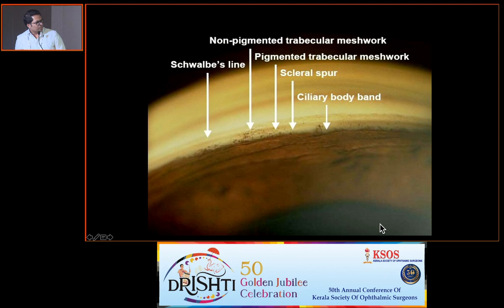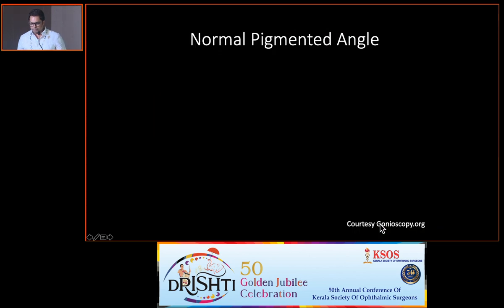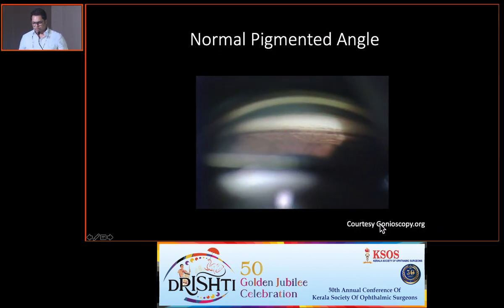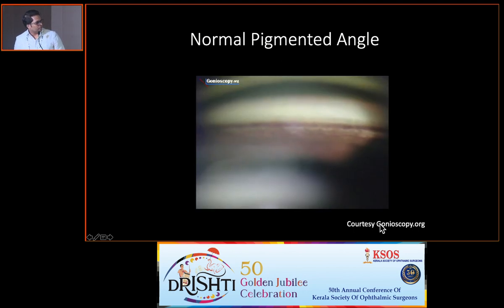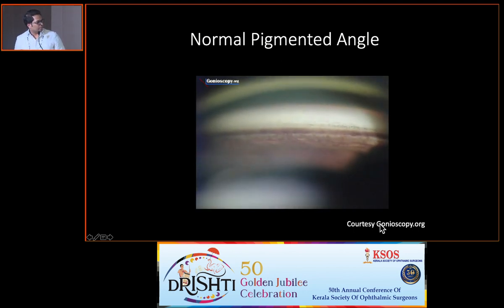I will not go into the details because Dr. Earlier already mentioned the normal angle structures. Here is just a video of how a normal pigmented angle looks. You can see the iris, the root of the iris, ciliary body, scleral spur, pigmented trabecular meshwork, anterior trabecular meshwork, and the pigmented Schwalbe's line.